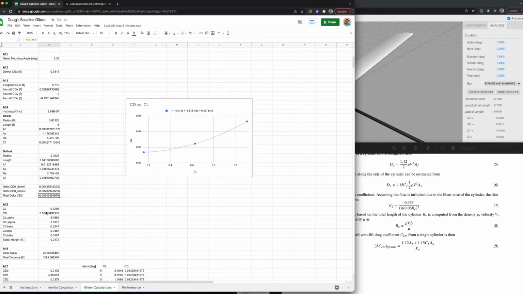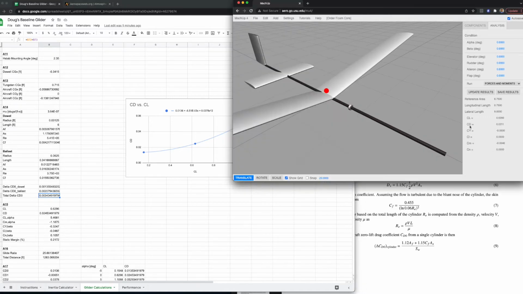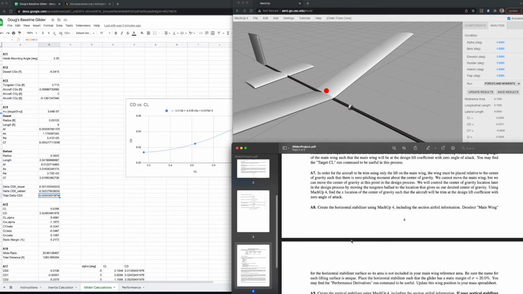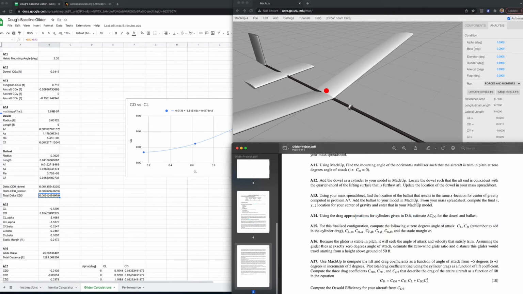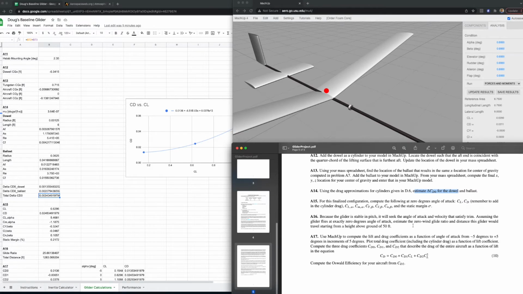Okay, so that's an estimate for how much this drag coefficient, the drag coefficient over here, needs to be increased by 0.00343 basically to capture the influence of those cylinders in the center. Okay, so that's part A14 there. So A14, we've now estimated delta CD naught for the dowel and the ballast.